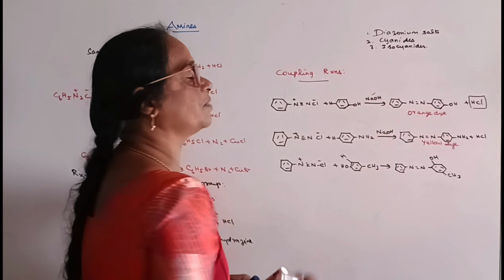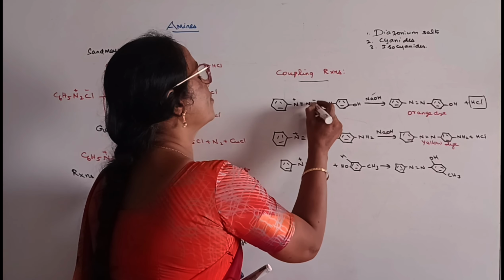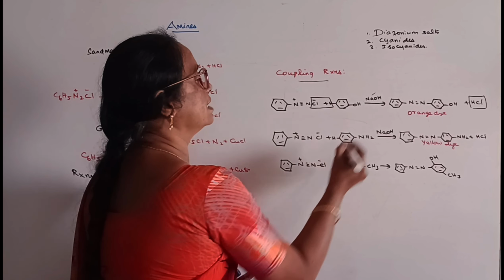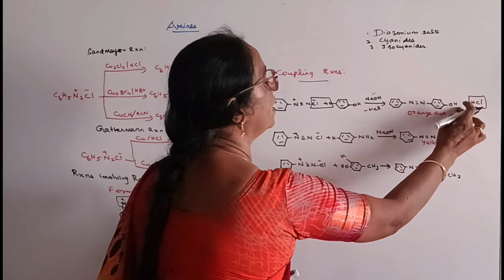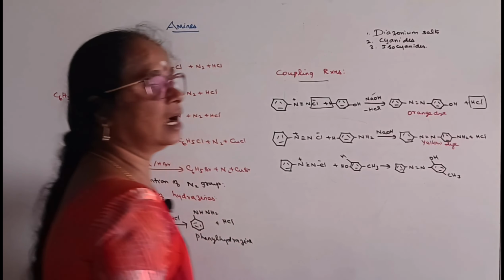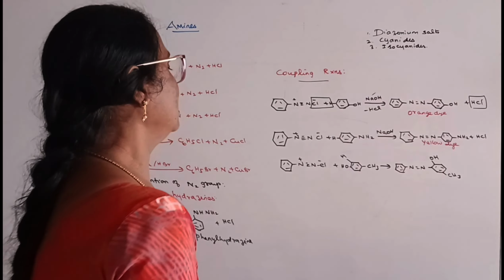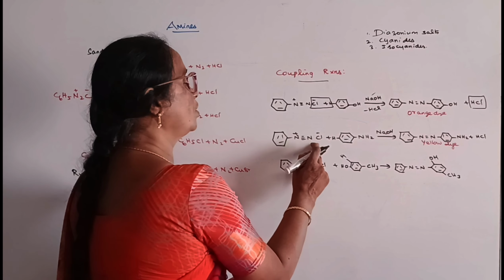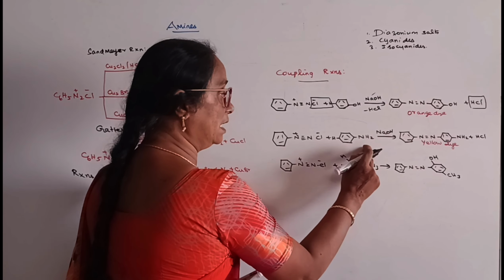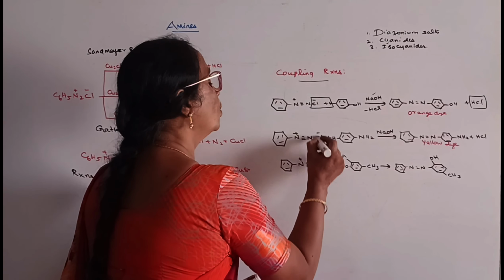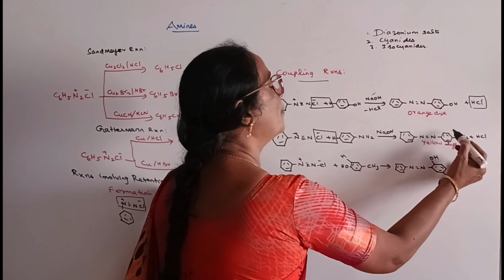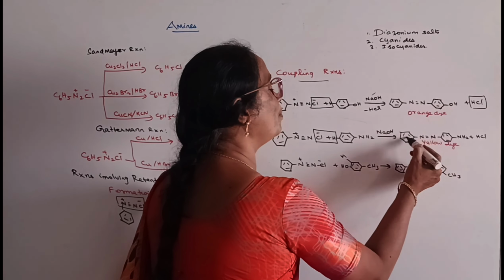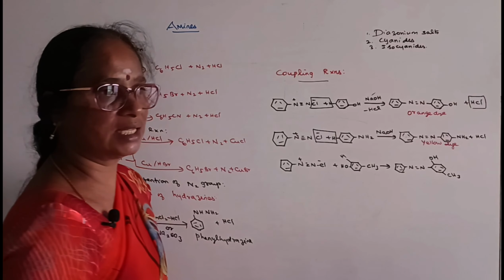When benzene diazonium chloride is treated with phenol, the hydrogen at the para position is replaced, with loss of HCl, forming para-hydroxyazobenzene, an orange colored dye. Similarly, when benzene diazonium chloride is treated with aniline in the presence of a base, once again the HCl is removed, so we get para-aminoazobenzene, and a yellow dye is formed.